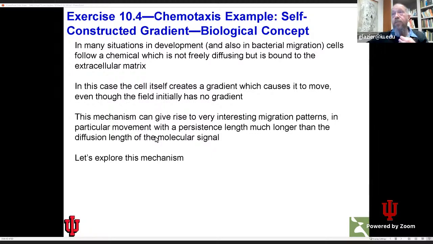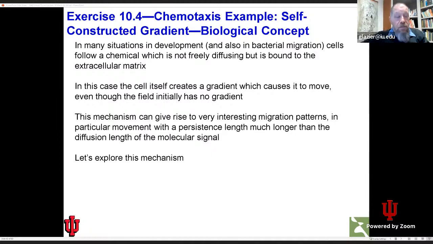using Wizard. So we've talked about the cell following a chemical field that's diffusing. And cells do that. But one problem with diffusion is that we know that the diffusion lengths for most of our biologically significant molecules are pretty short, like 100 microns. And that means that if you want to get a signal across a tissue that's centimeters across, you can't do it with diffusion.